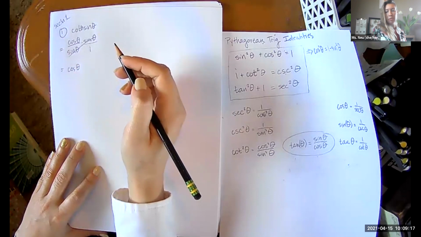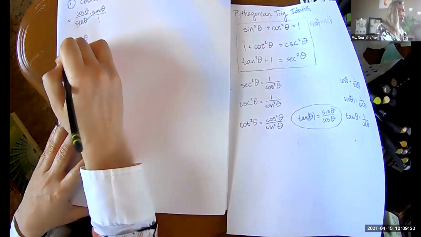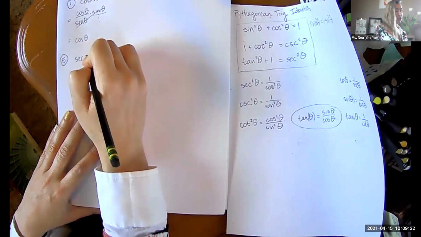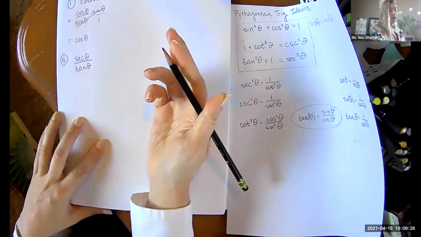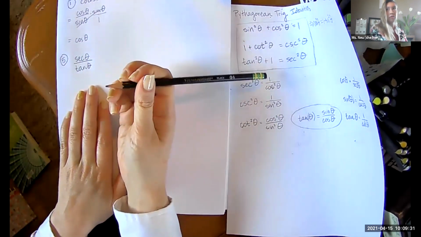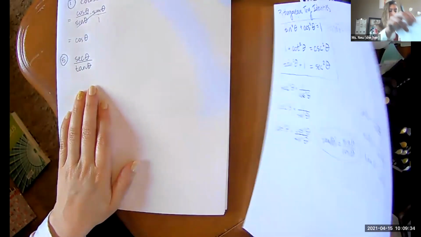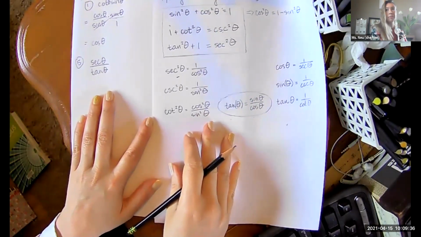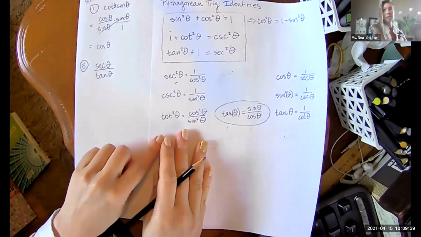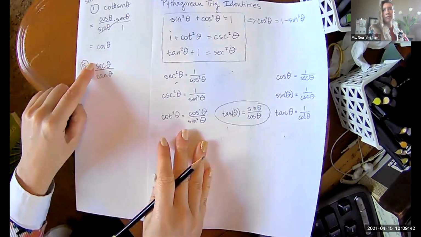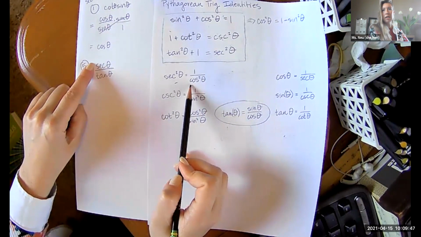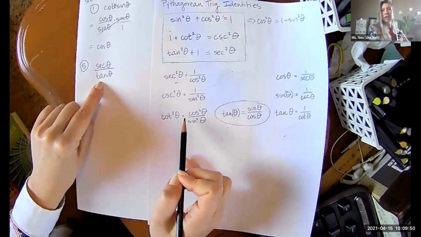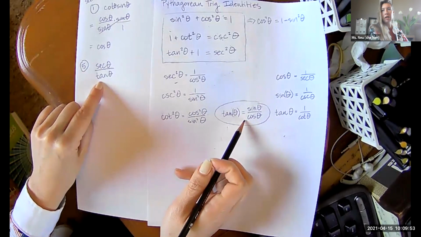Let's try section 1, number 5. Number 5 is secant theta over tan theta. To simplify this, I'm looking over here again at my trig identities, and I'm trying to relate something. Maybe I want to look at secant. Secant is 1 over cosine. So let's see, tangent is sine over cosine. Ooh, this might work. Here's what I'm going to do.